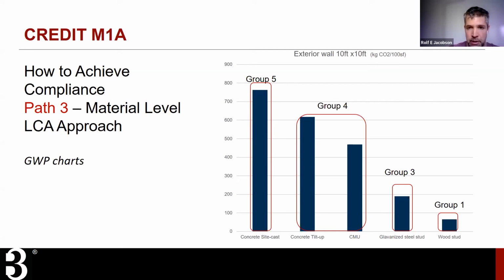Again, the site cast concrete is really high. There are some better options, CMUs and concrete tilt-ups, that drop that impact down a bit. Steel stud comes in much lower, and obviously, again, wood is the best from an embodied carbon standpoint.